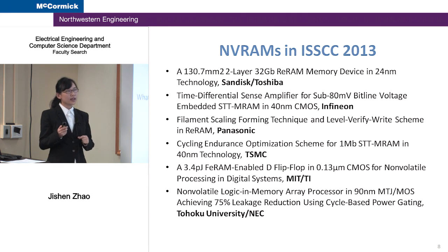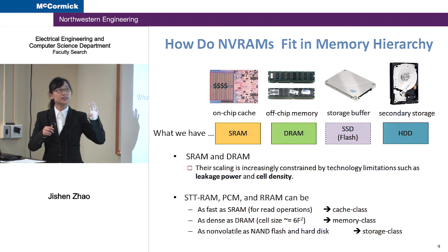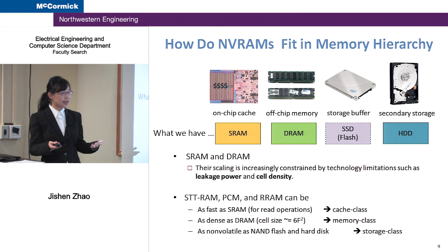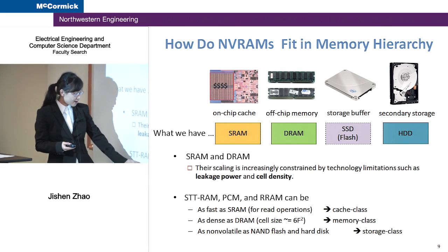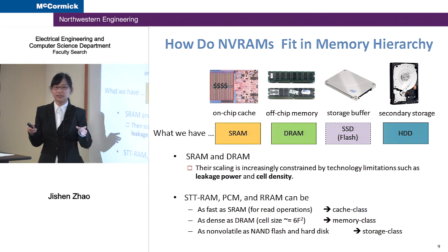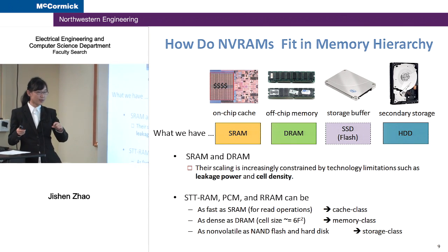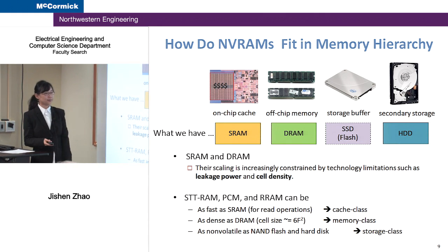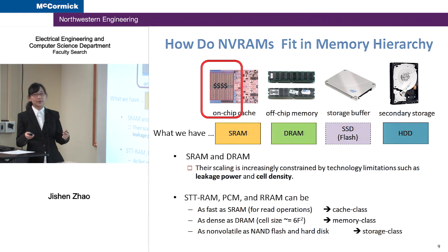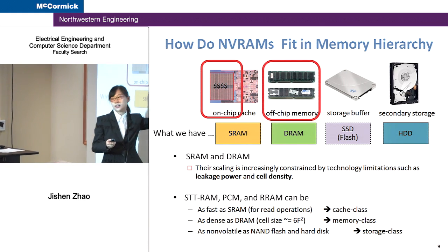If we only compare NVRAMs with either memory or storage technologies, we can find that they are as fast as SRAM, the memory technology used in caches. And also as dense as DRAM, the memory technology used in main memory. And also they're non-volatile, so they're like the storage devices. So people have been working on studying how to replace the cache, the memory, or the storage system with them.